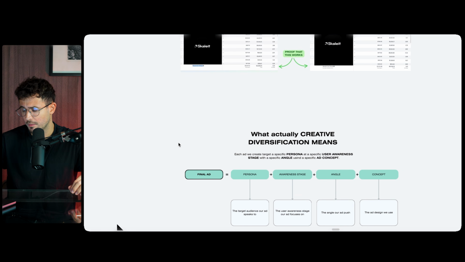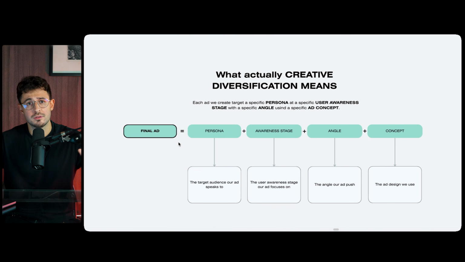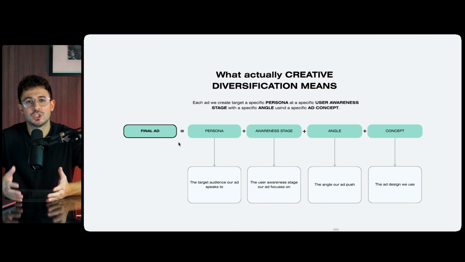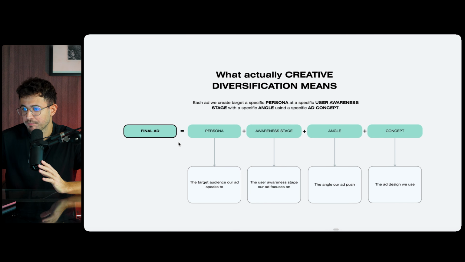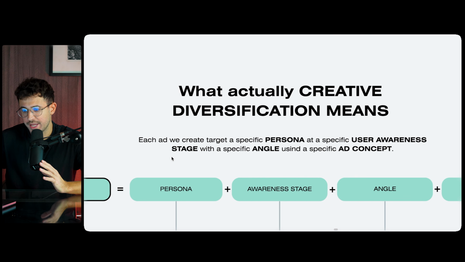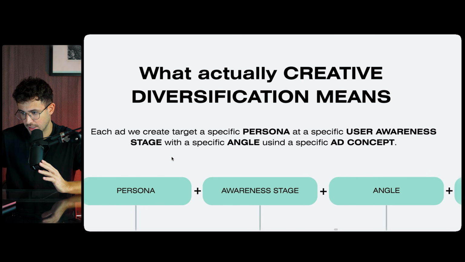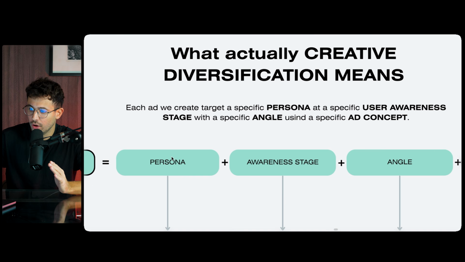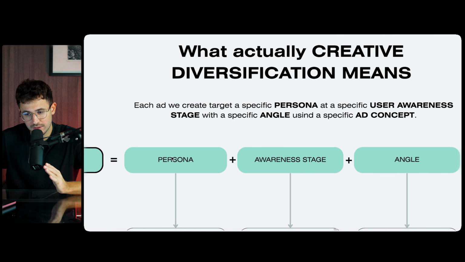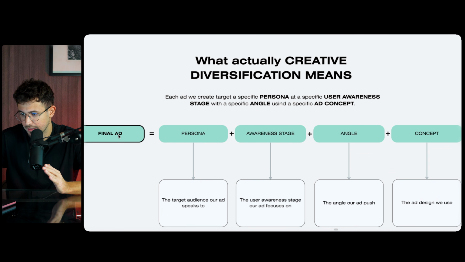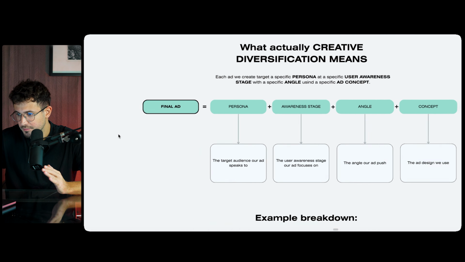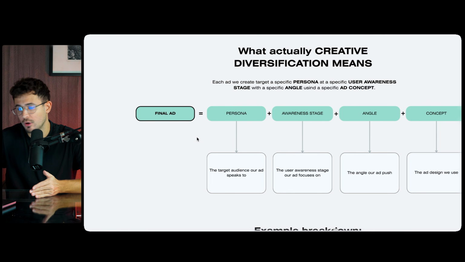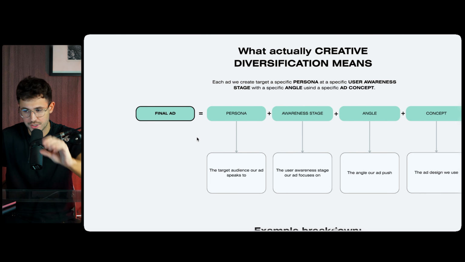Now, let's go to the second part, which is actually, I think, the most important part, which is creative diversification. So what does creative diversification actually mean? Each ad we create targets a specific persona at a specific user awareness stage with a specific angle using a specific ad concept. So our final ad is basically equal to persona plus awareness stage plus angle plus concept. Now let's break down each single thing.